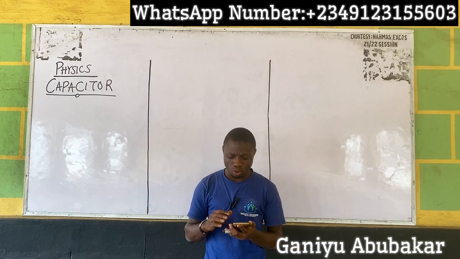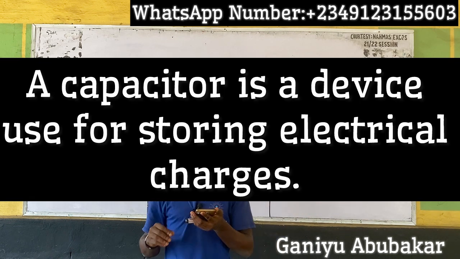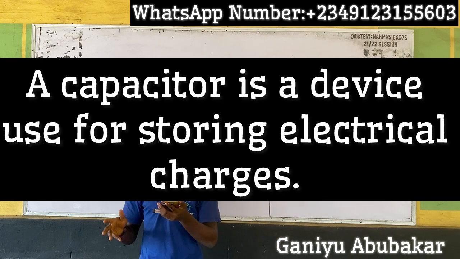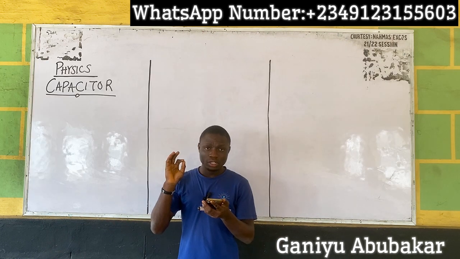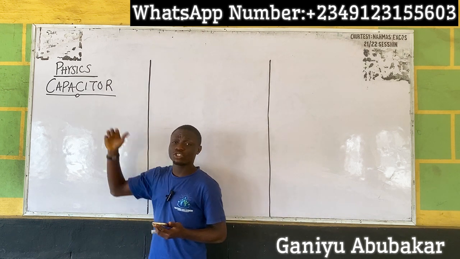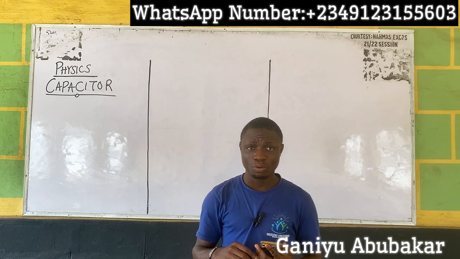What's a capacitor by definition? A capacitor is a device used for storing electrical charges. That's basically how you define capacitor. So a device used for storing electrical charges is called a capacitor.